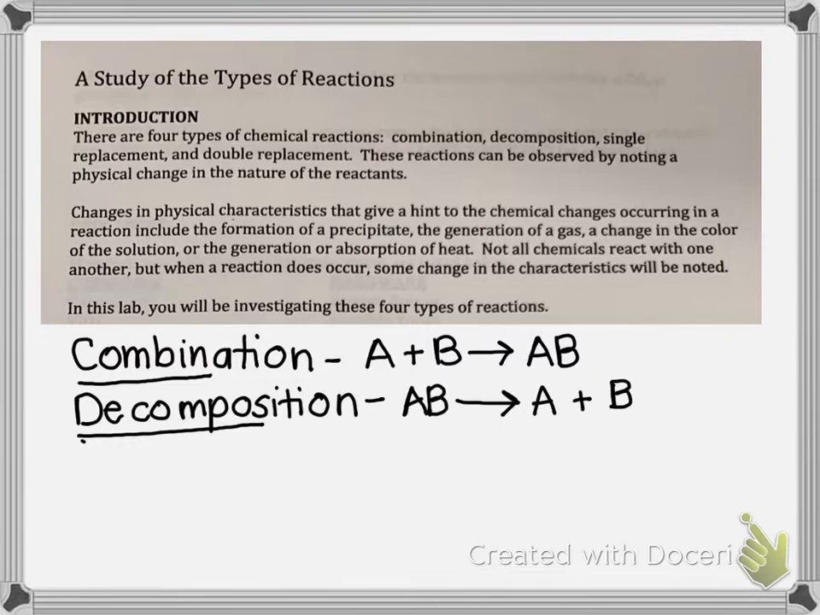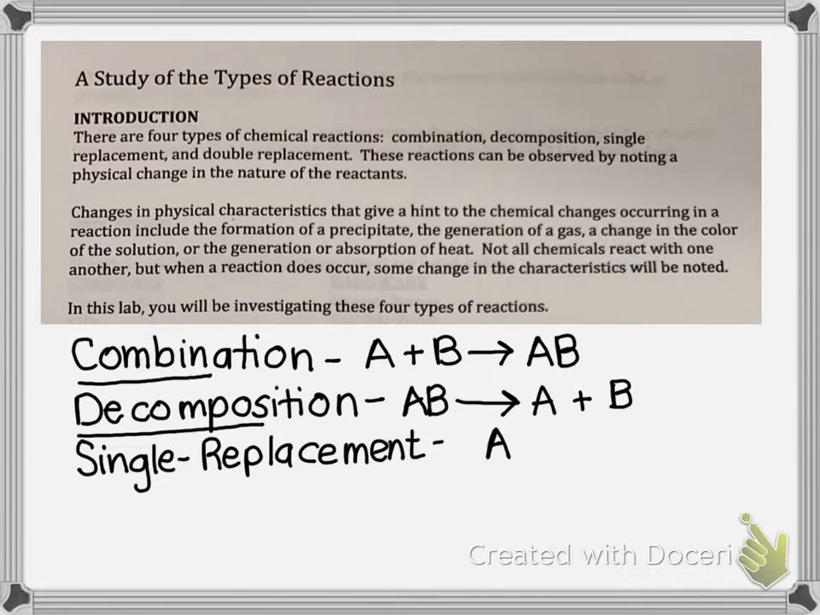And then we have several single replacement reactions. In single replacement reactions, you have one substance that is by itself, so it's just in an elemental form. And then it is going to react with another substance, and the single substance kicks out one of the components of the other one. So in this case, A kicks out B, and so now B would be single, and A replaces B, and is now with C.